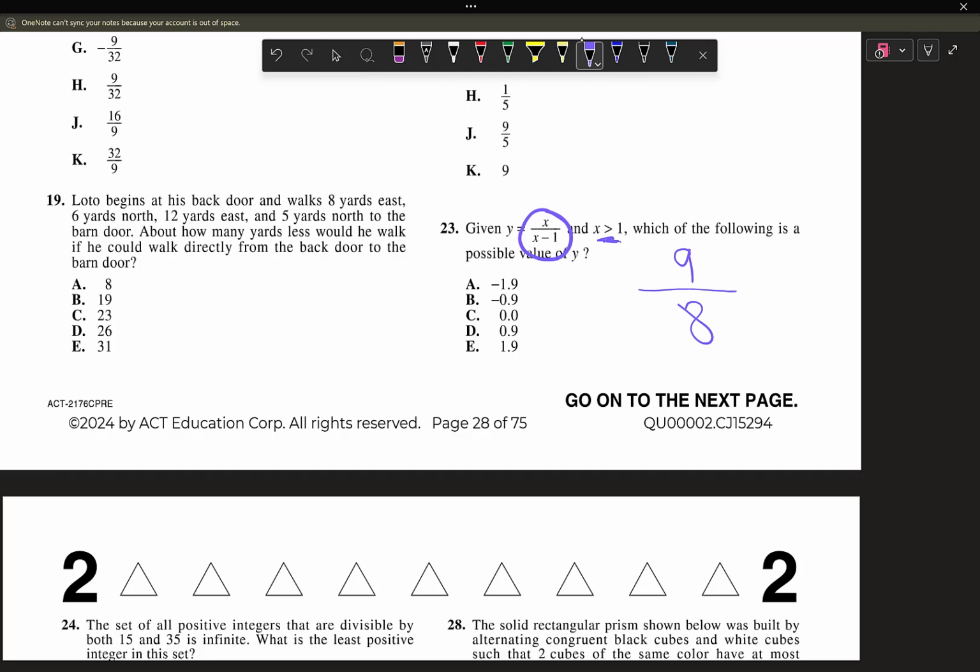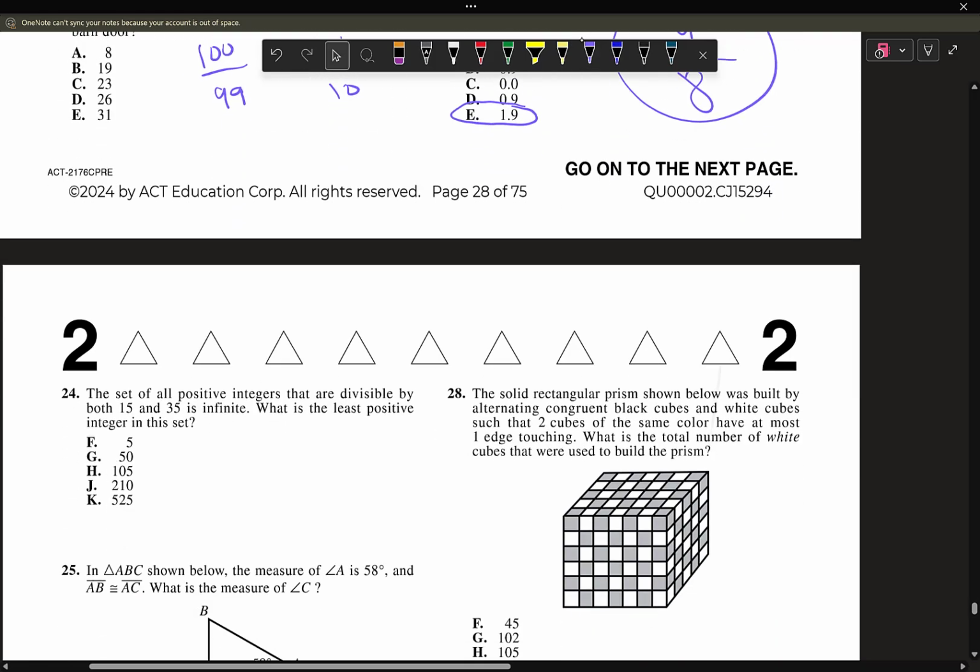Given that x has to be a positive number because it's greater than 1, this is always going to be positive, no matter what number we insert for x. So it can't be A and it can't be B. And then secondly, if the top number, no matter what we pick, is always one greater than the bottom number, well then this fraction is always going to be greater than 1. You only get a decimal that's less than 1 if the numerator is smaller than the denominator, and that can't happen in this case.